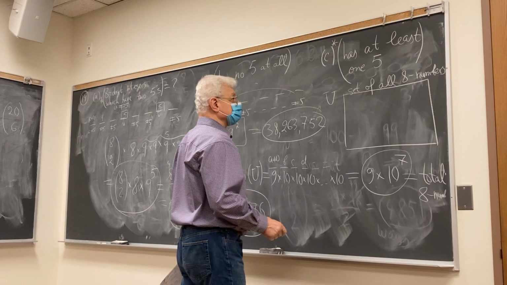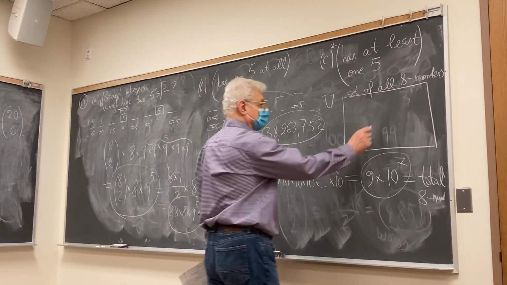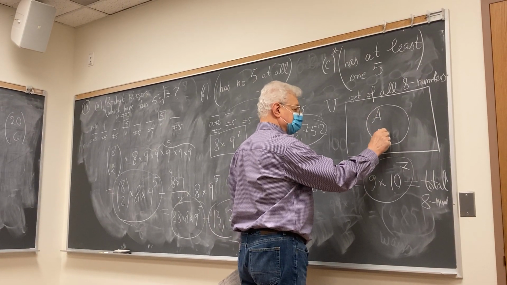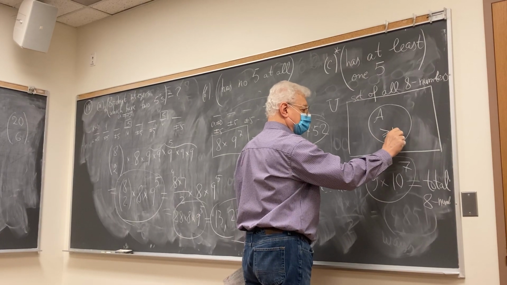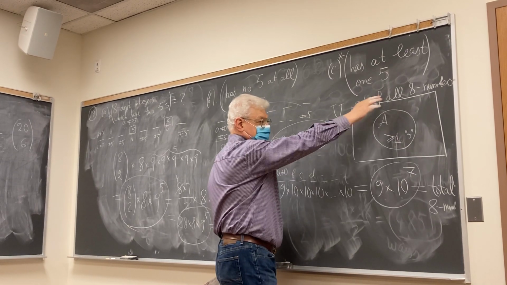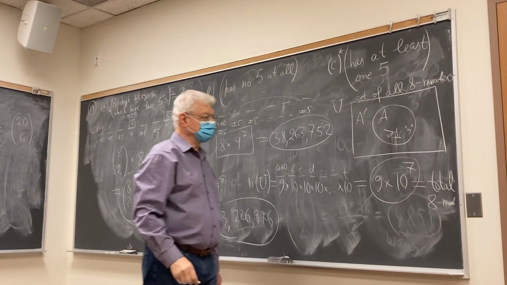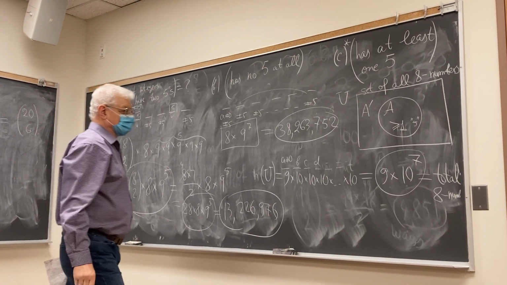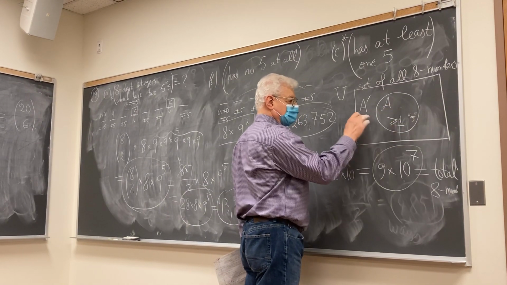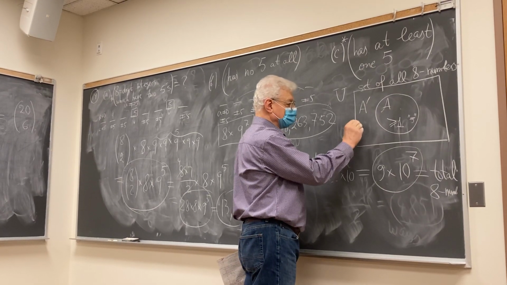But now we consider the ones which have at least one 5. Suppose this is a set A. At least one 5 means greater than or equal to 1 digit 5, right? So that's what we want to find. Now consider the complement. What is A prime? The complement A prime: if each number in A has at least one 5, each number here has no 5 at all.